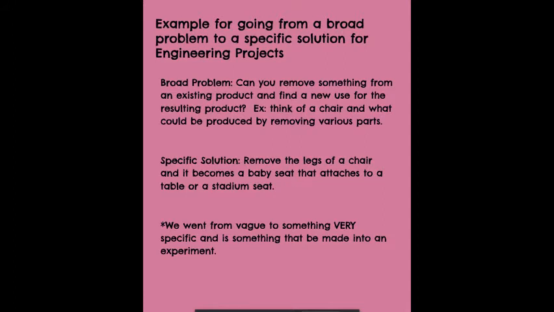To make that more specific, when you're developing a prototype, you need to tell us what specifically you're trying to make from the original chair pieces. So the specific solution is removing the legs of a chair, and it becomes a baby seat that attaches to a table or a stadium seat. That solves a problem, and that is something you could actually build, design, and test. In this case, we wouldn't use real babies, but we could use dolls that have enough mass to be what a typical baby would weigh. So we went from vague to something very specific.